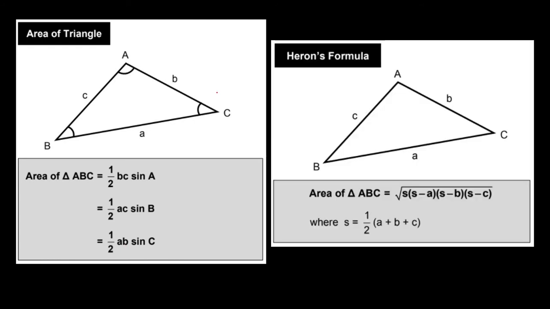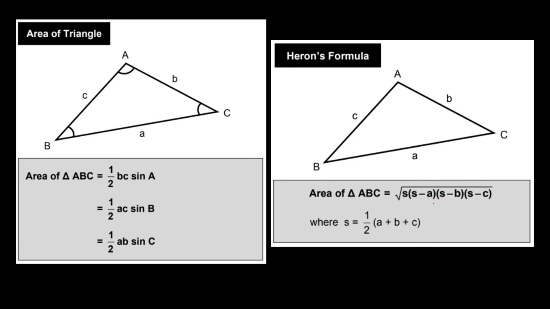And another formula to find the area of triangle ABC is called Heron's formula. Heron's formula equals square root of S multiplied by S minus a multiplied by S minus b multiplied by S minus c. So when can you use this formula and when can you use the other formula? You can use Heron's formula to find area of triangle when you do not have any angle.